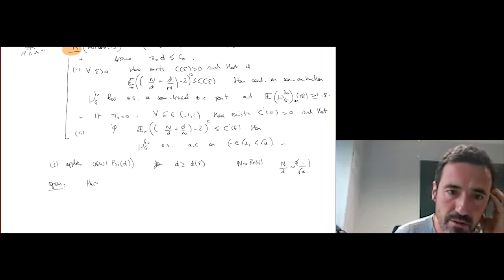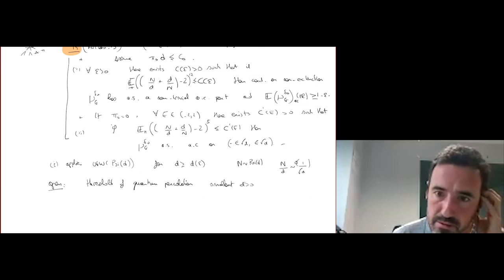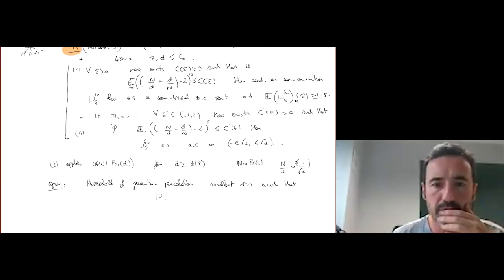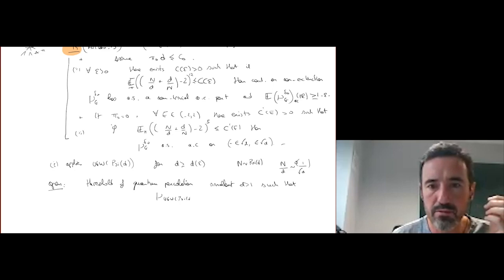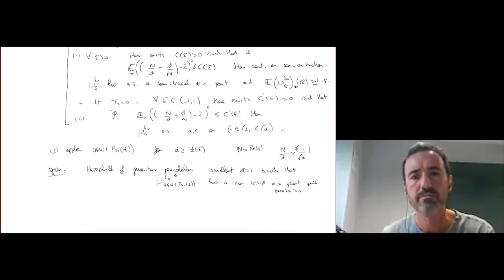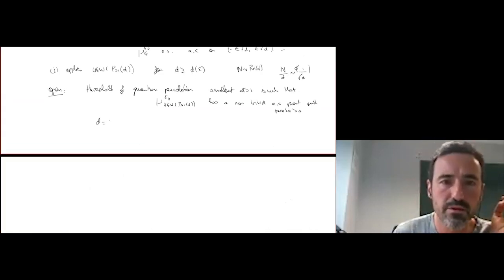Open question: what is the threshold of quantum percolation? What does it mean? What is the smallest D, positive, larger than 1, such that if you look at the unimodular pattern with Poisson D, rooted, it has a non-trivial AC part with positive probability? This is open. We don't know. There are some conjectures. The physicists made some conjectures. There are two values: D equal to e is a good candidate, or D is 1.42.